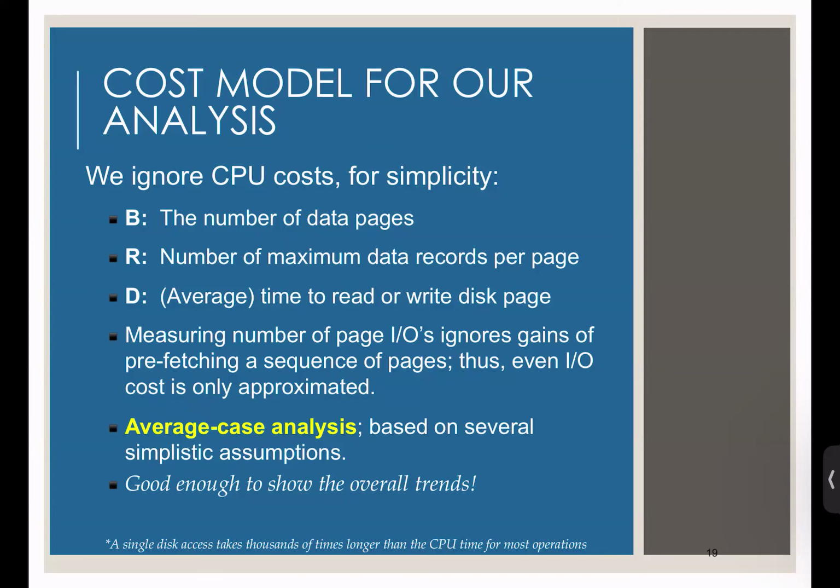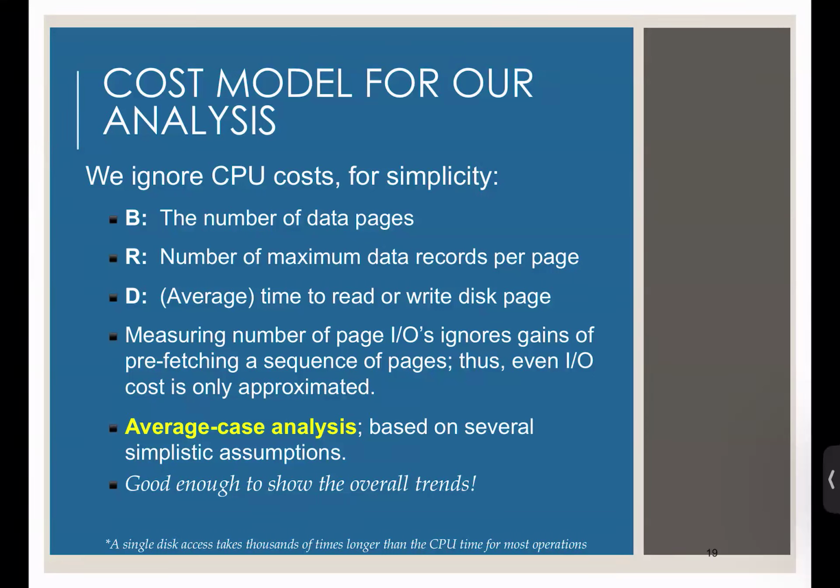And R is the number of maximum data records per page. This is how big the page will be. If the page could contain 10 data records or 100 data records, that's what R is about. It's the number of maximum data records allowed. We don't care how many we have at this point, but R is the maximum allowed. It's basically the size of the page. And then another one is D, the average time to read a page or to write a page. Just to make things simple, we make it the same thing.